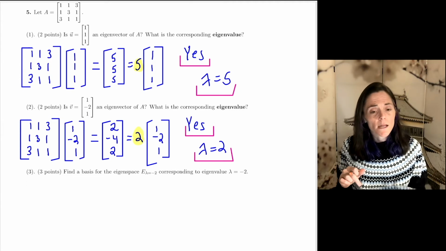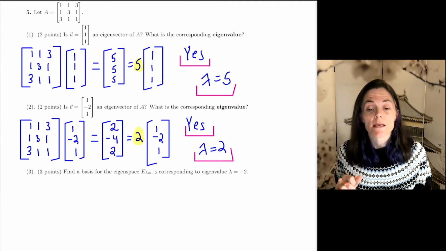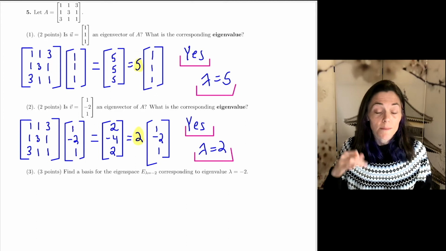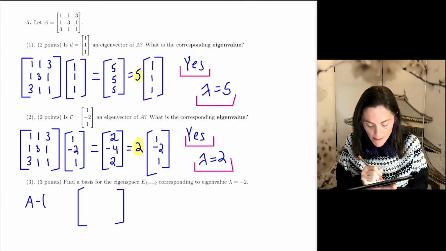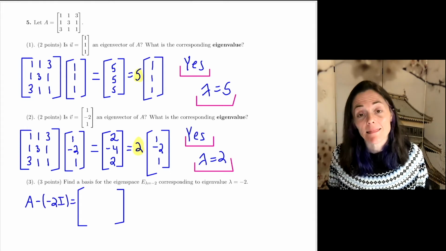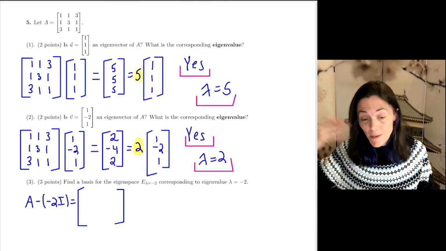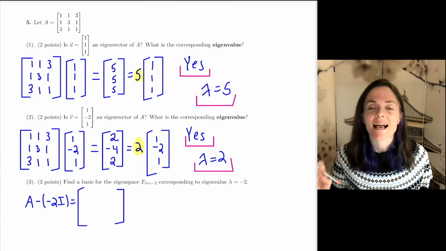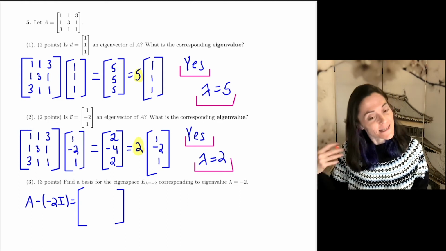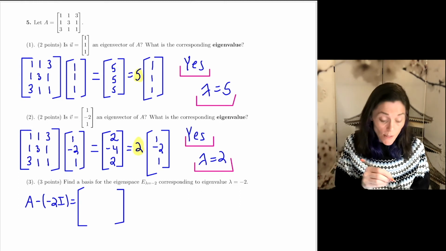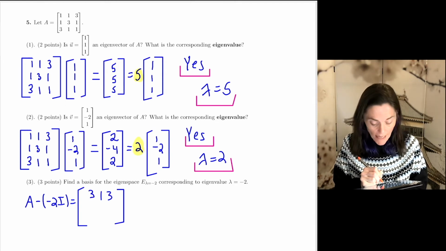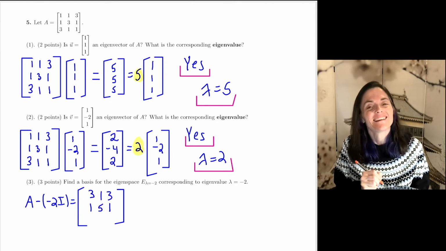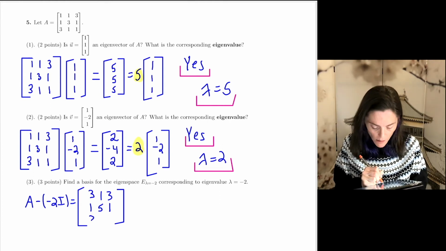Now the last one, find a basis for the eigenspace corresponding to lambda is minus 2. We compute A minus 2I, and then we need to find a basis for the kernel. This is what the eigenspace is here. A minus 2I is just A plus 2I. So let's add 2's along the diagonal. We have 3, 1, 3. We have 1, 5, 1. And then we have another 3, 1, 3.